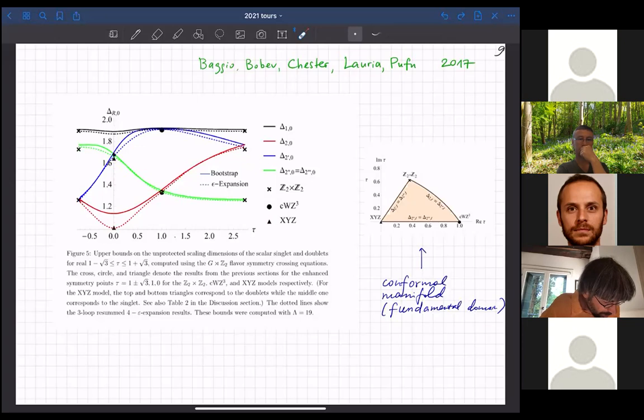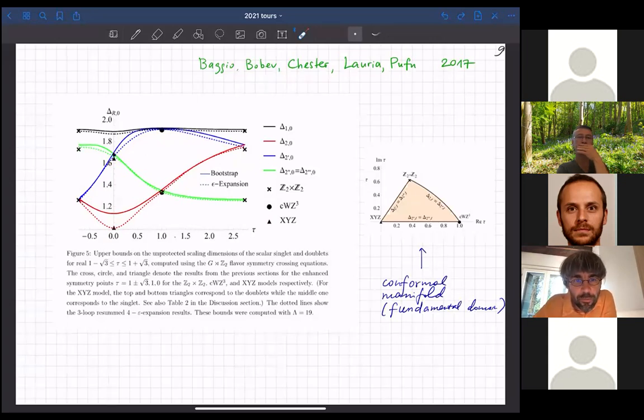If you apply the epsilon expansion, they get, for example, these dashed curves for the dimension of these operators after some Padé summation. And using the bootstrap, in this paper they did not obtain islands, but they just obtain upper bounds on dimensions of the operators. So the solid curves are the upper bounds on dimensions of these operators from the bootstrap. And you can see several things.